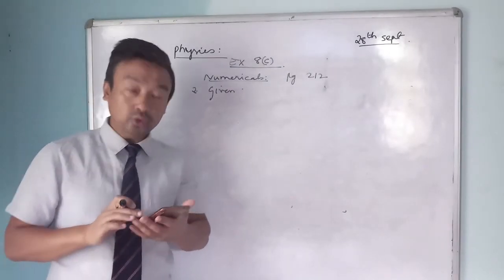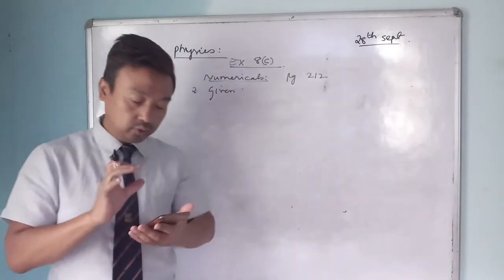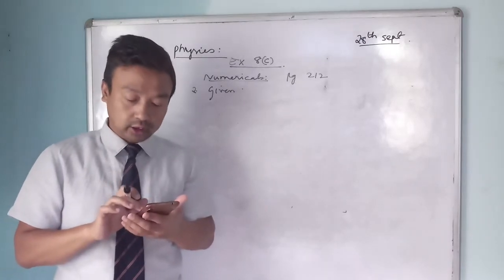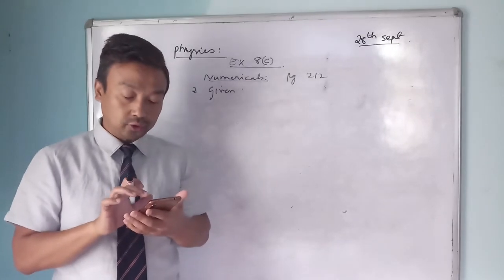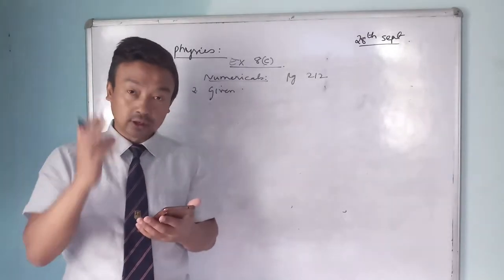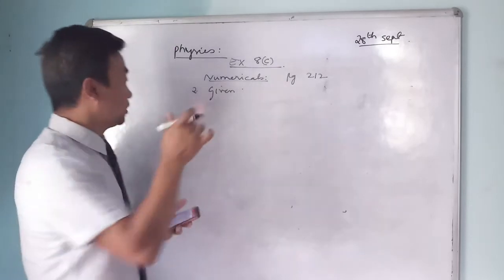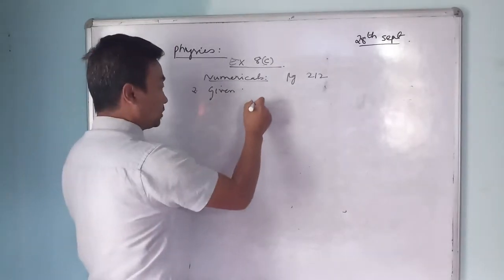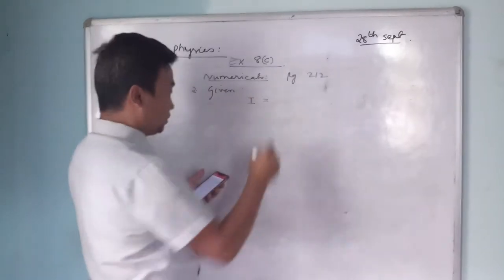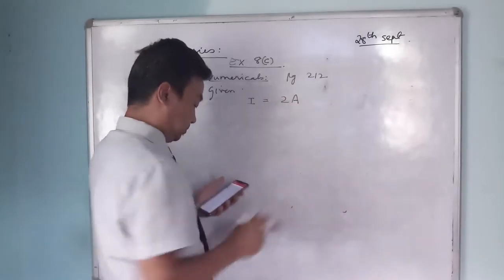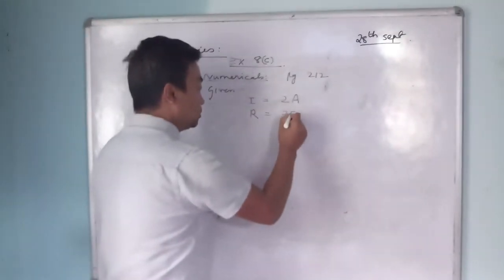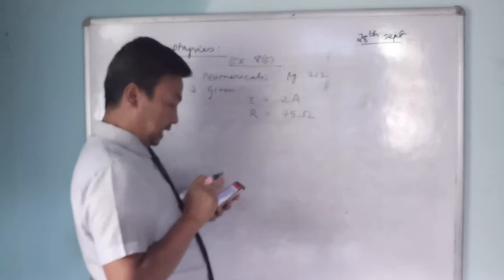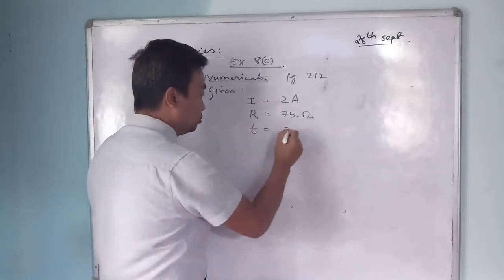A current of 2 ampere is passed through a coil of resistance 75 ohm for 2 minutes. In the first sentence, 3 things are given to you, so you have to write that down. The current I is 2 ampere, passed through a coil of resistance 75 ohm, and it is flowing for a time of 2 minutes.